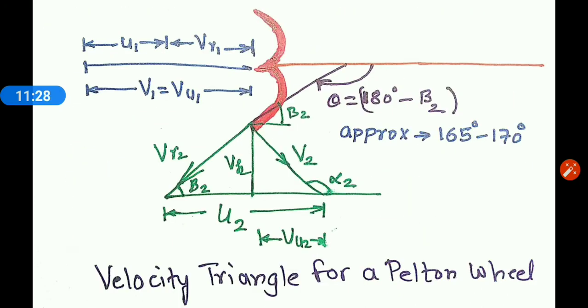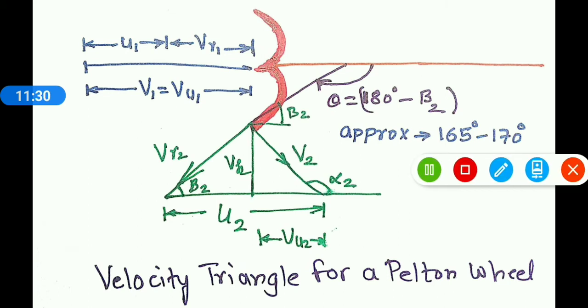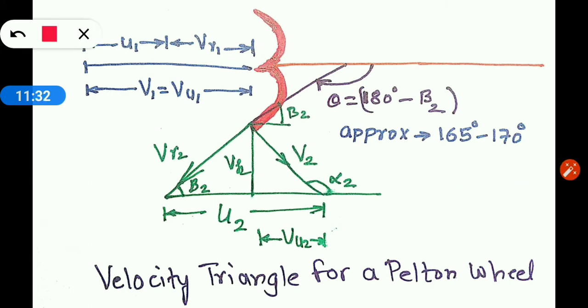Fine. Now we will come to the velocity triangle because we would like to do the analysis. So this is the inlet velocity diagram. As you can see, V1 is equal to Vu1, this is U1, and this is VR1, and this complete V1 is equal to Vu1. It is striking at the splitter, and then the jet is divided into two parts, and that jet is coming out here like this.